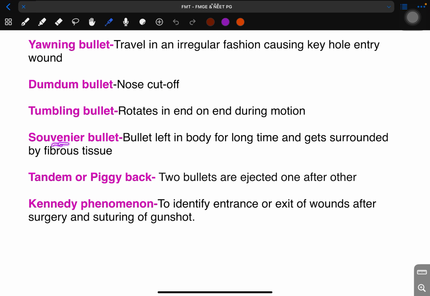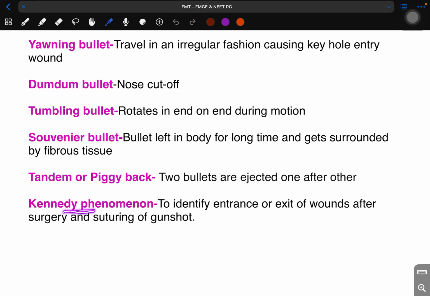What is a souvenir bullet? A souvenir bullet means the bullet is left in the body for a long time, and with time it gets surrounded by fibrous tissue inside the body. What is a tandem or piggyback bullet? It means the person is firing only one bullet, but two bullets are ejected one after the other. So that is known as a tandem or piggyback bullet.